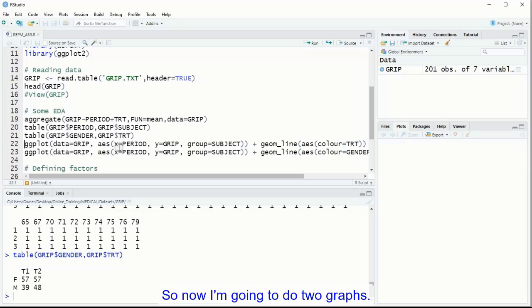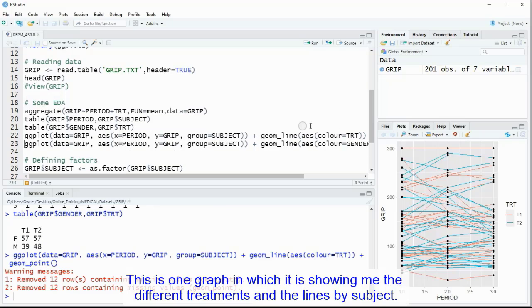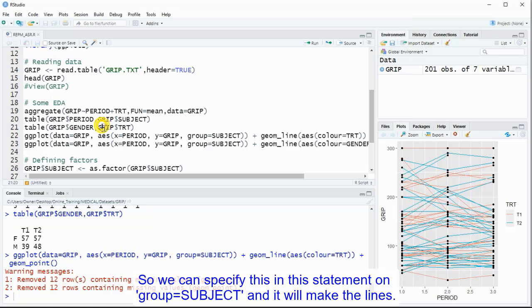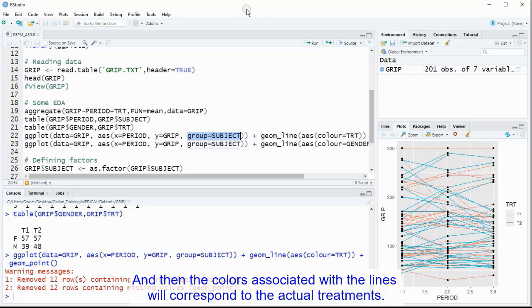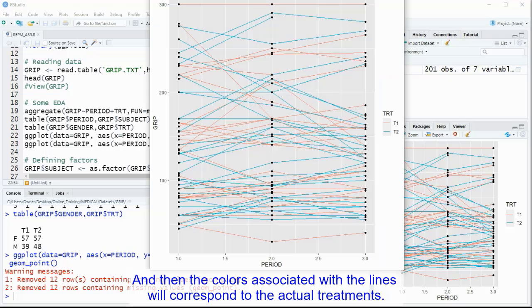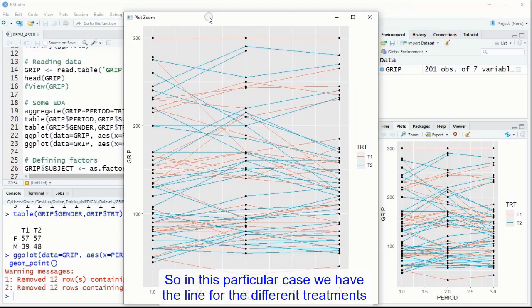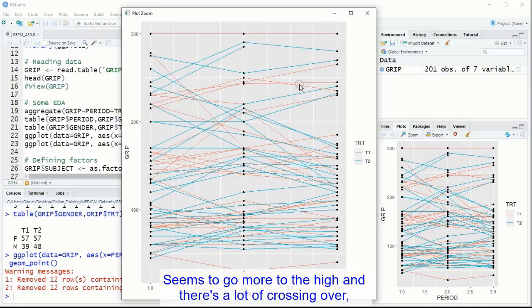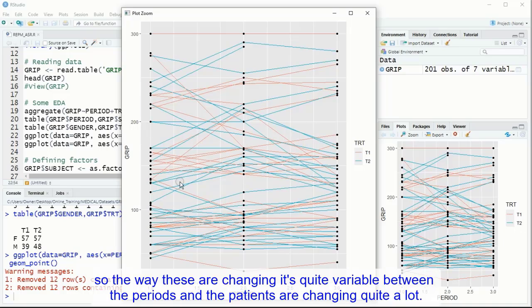So now I'm going to do 2 graphs. This is one graph which is showing me the different treatments and the lines by subject. We can specify this in this statement on group subject, and it will make the lines. And then the colors associated with the lines will correspond to the actual treatments. So in this particular case, we have the lines for the different treatments, and you can see a little bit how it happens to be a bit more blue, seems to go more to the high, and there's a lot of crossing over. So the way these are changing is quite variable between the periods, and the patients are changing quite a lot.